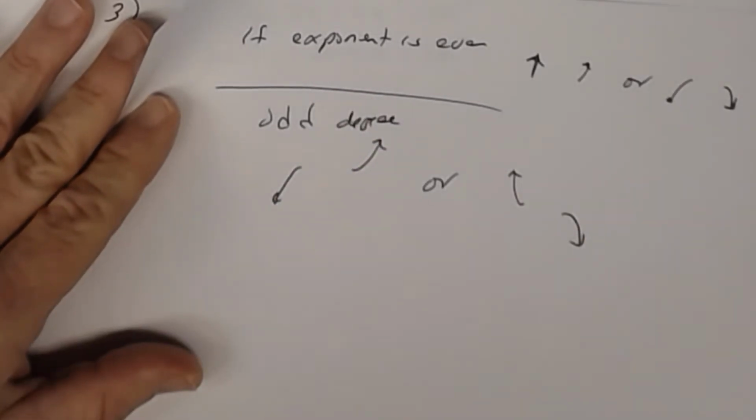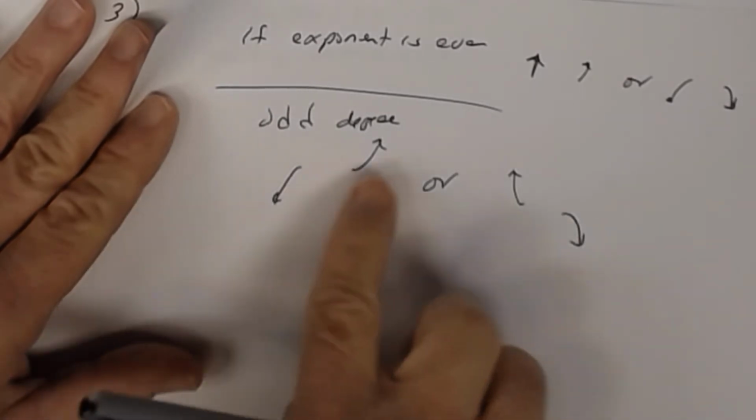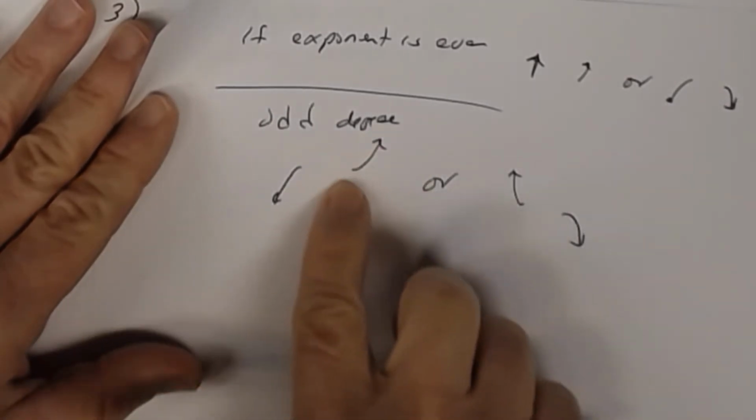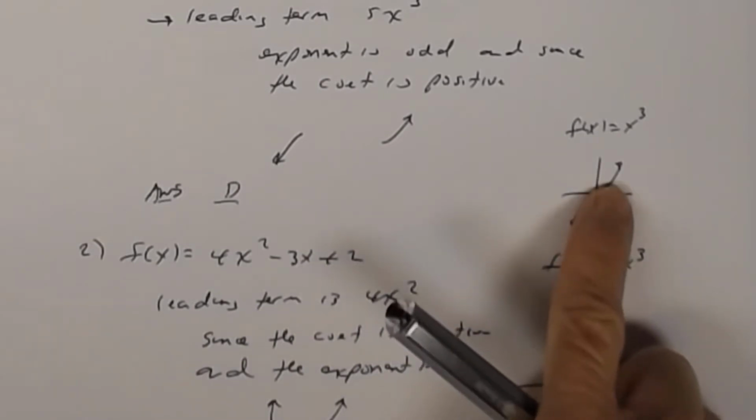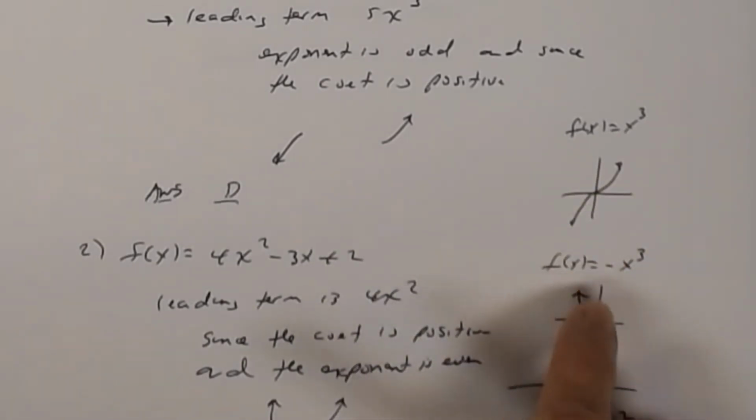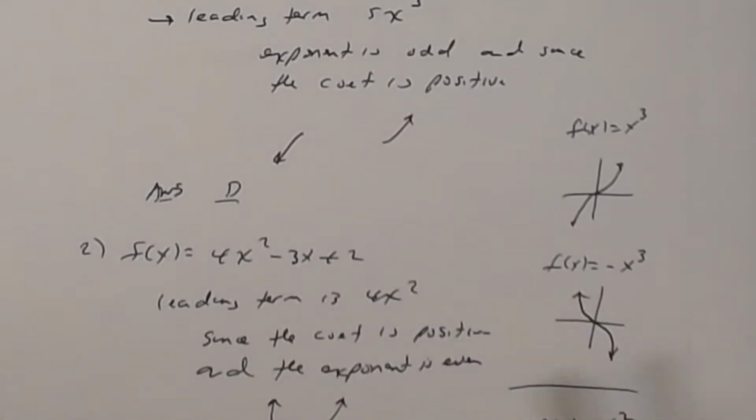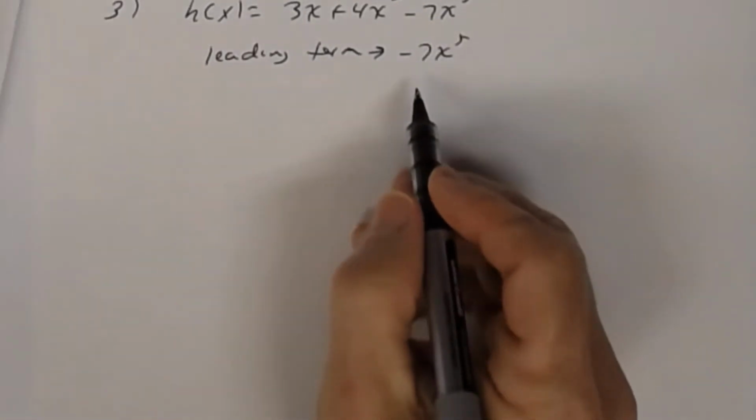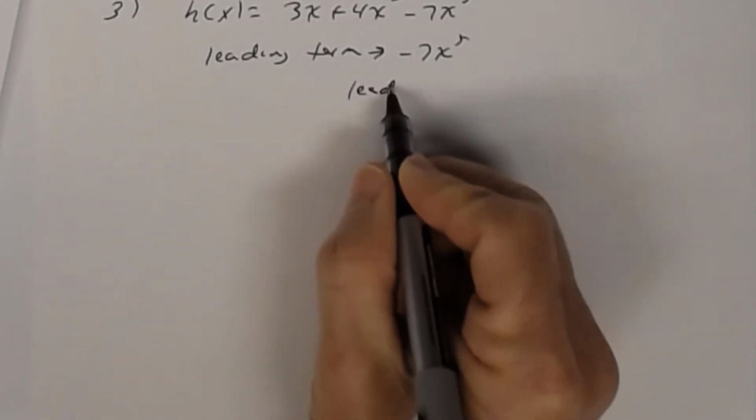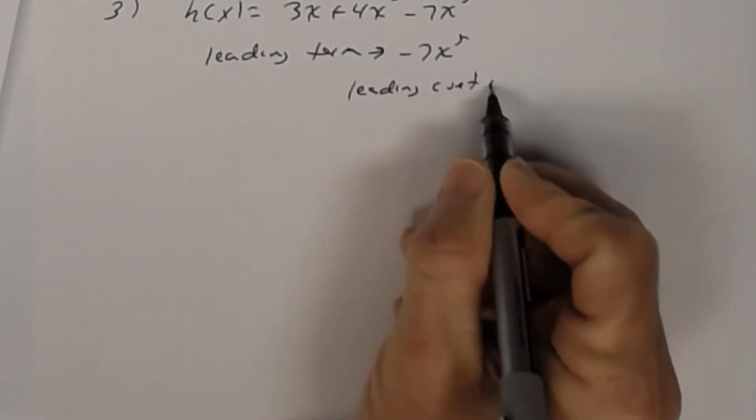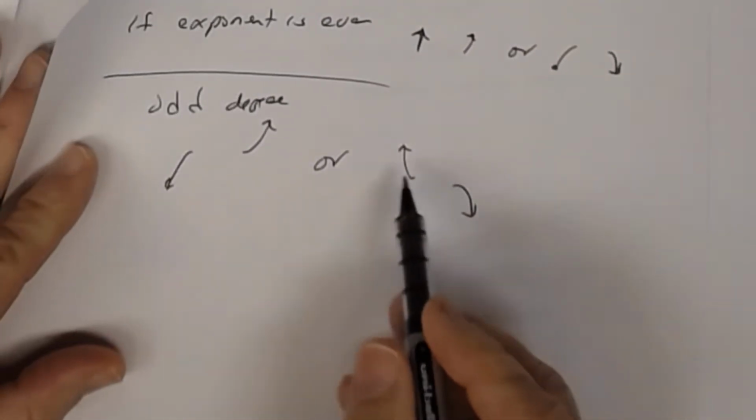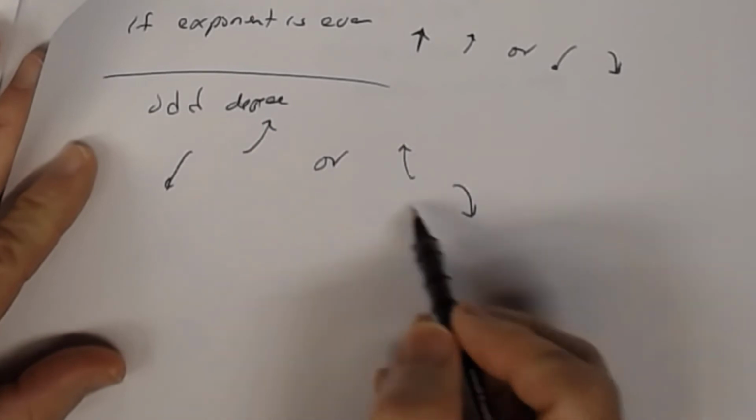Okay? Now, the coefficient tells you which one it does. So remember, think about x cubed. X cubed with a positive coefficient rises to the right, falls to the left. Negative coefficient rises to the left, falls to the right. So here, notice that the leading coefficient is negative. So it has to be this one. All right. So it's going to be this right here.